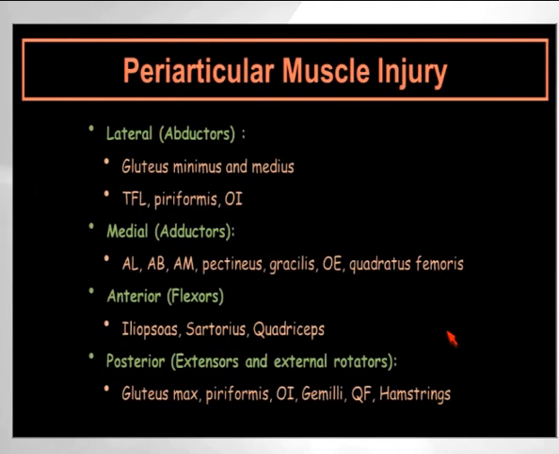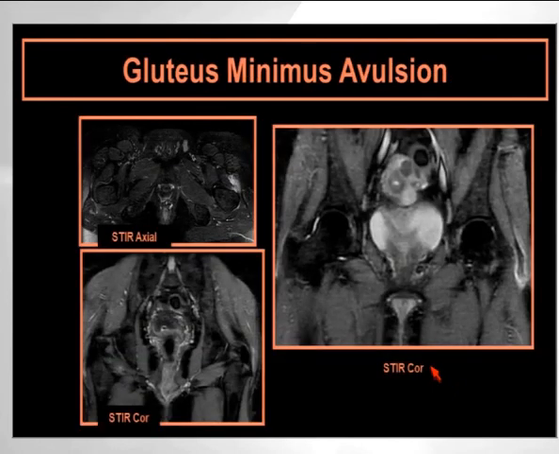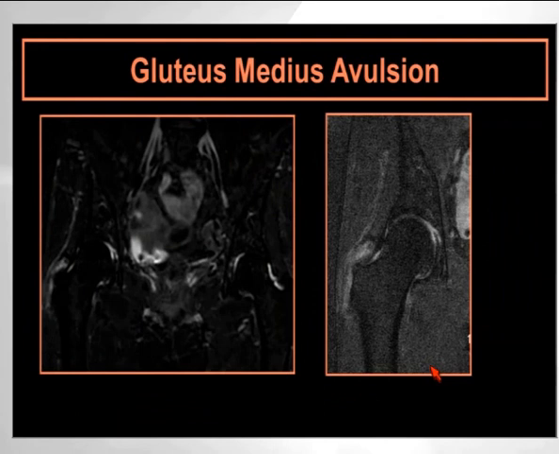So briefly, I'll talk about the periarticular muscle injury because I don't know how much time I have. So again, when you're thinking of muscles, think of groups. So lateral muscles, medial muscles, anterior and posterior muscles. Here is a gluteus minimus avulsion, again, commonly seen in elderly patients. This is gluteus medius avulsion. So gluteus medius is more posterior superior and gluteus minimus is more anterior.